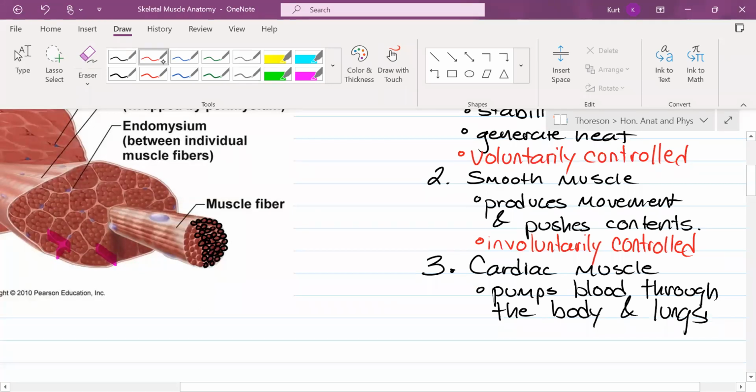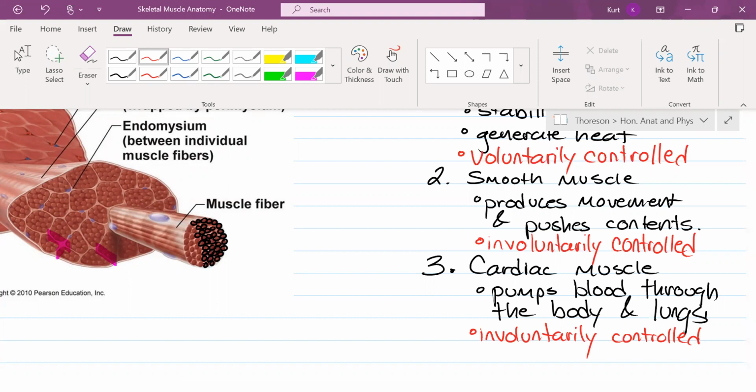Okay, let's see. So we have smooth, skeletal, cardiac. Can you control your cardiac muscle? No. But Mr. Thorson, when I go running on Bayshore, my heart beats really fast, so I control my heart rate. No, you don't. You are running really fast and you are controlling your skeletal muscle. Your skeletal muscle needs oxygen and the heart has to pump blood to your muscles to give them the oxygen it needs.